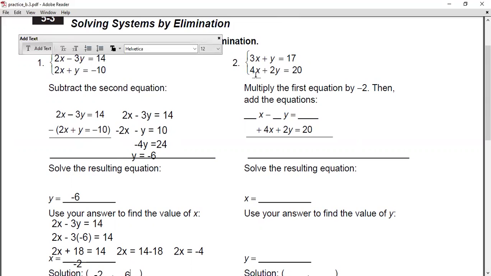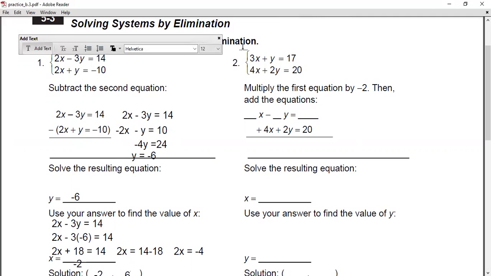Okay, now moving to question number 2. We have 3x plus y equals 17, 4x plus 2y equals 20. Now the problem here is nothing is common, because this is 3x, 4x, y, 2y. Anyways, we are not concerned about that. So here nothing is common, so we have to make any one into common.